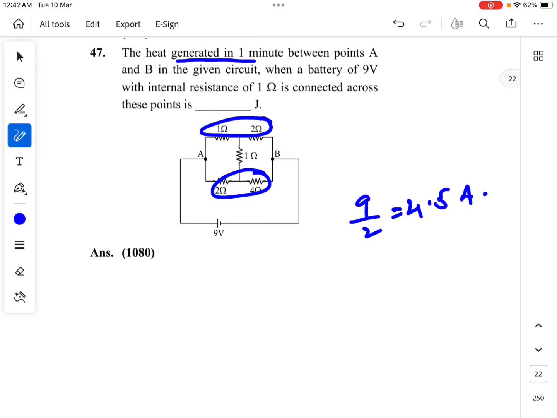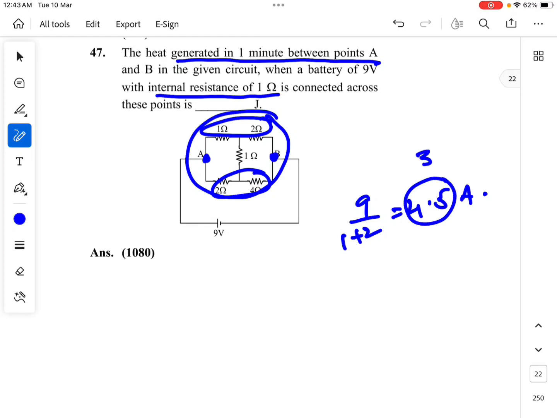But what is he asking? Heat generated in 1 minute between points A and B. Now you should be very careful. See, one more mistake I have done: effective resistance is 2, okay, but I didn't take the internal resistance. I am supposed to take internal resistance also, so plus 1 here. So the current is not 4.5, it is 3 amps.